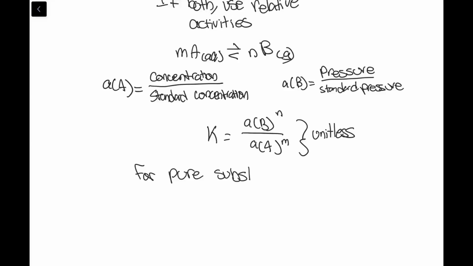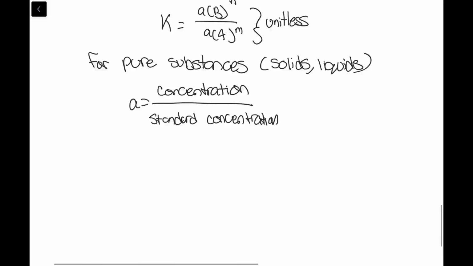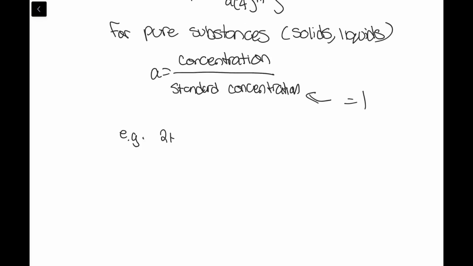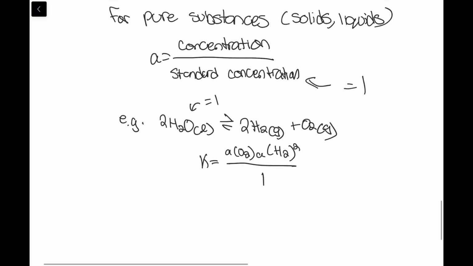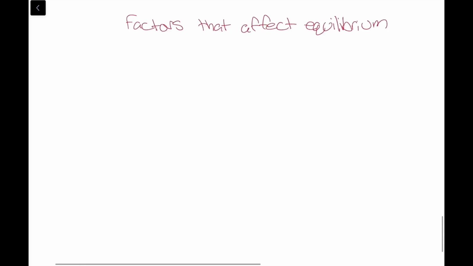Now, if we're working with pure solids or pure liquids, it's a bit easier because the activity of any pure solid or liquid is 1, since the concentration is the standard concentration. So, we can just replace that with 1, and it makes our lives a lot easier. For example here, we see that the H2O is liquid. So when we're writing the K expression, we don't really need to put it over anything because it's just over 1.